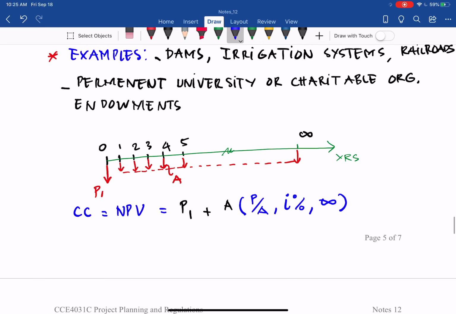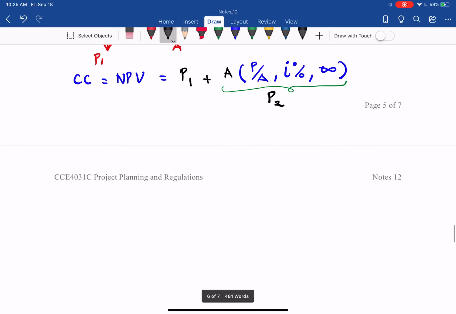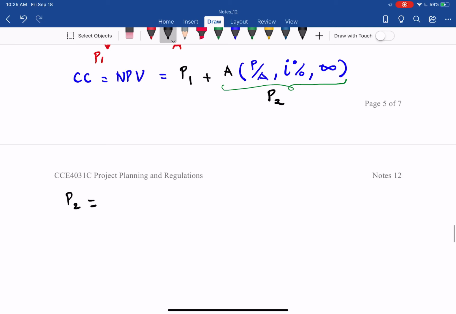And then with that challenge, how can we do? So let me consider the equivalent value of these components. Let me call that P2, because that is the equivalent present value of the annual cost A spending every year for infinity years, with the interest rate I% for infinity years. So let's find P2. P2 is equal to A, and that factor P over A, I% infinity.